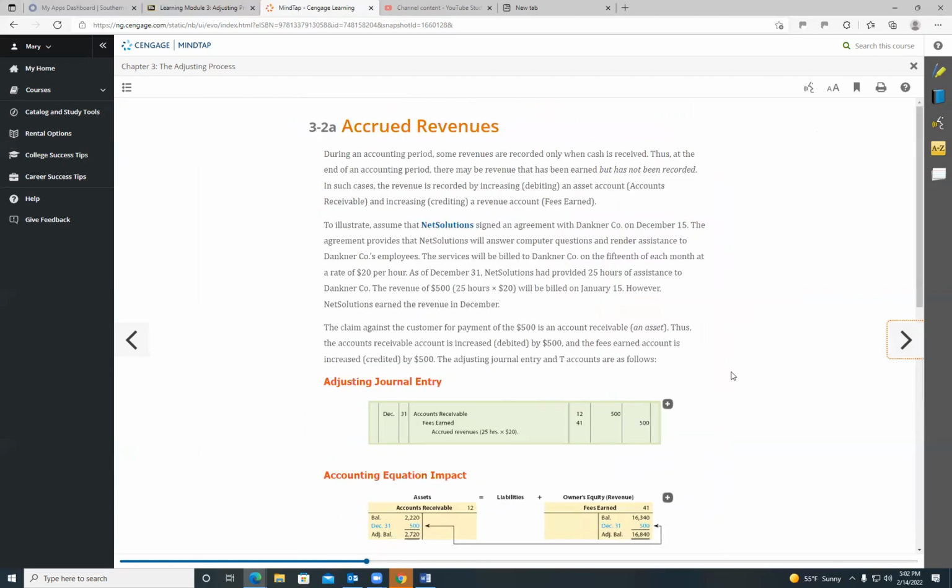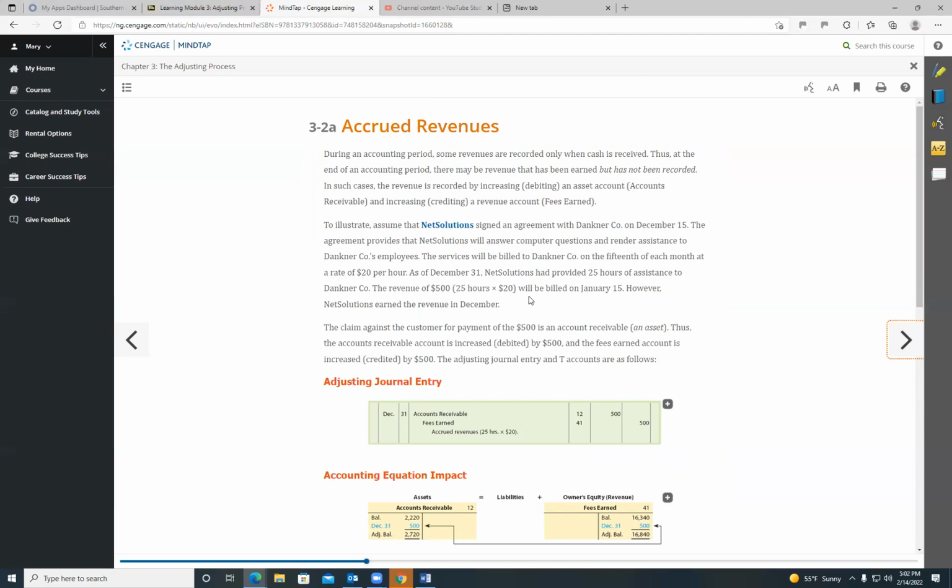Accrued revenues. All right, so during the accounting period, some revenues are recorded only when cash was received. But at the end of the accounting period, there may be revenue that's been earned but not been recorded. So in such cases, revenue is recorded by increasing the asset account and increasing the revenue account. So specifically what's going to happen is you're going to debit accounts receivable and credit fees earned.